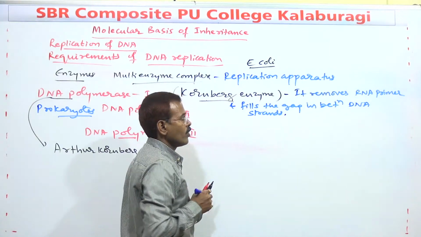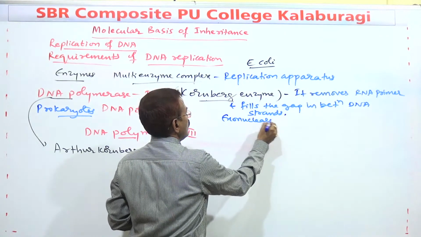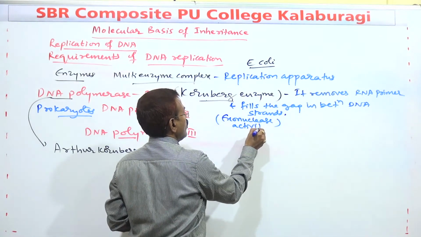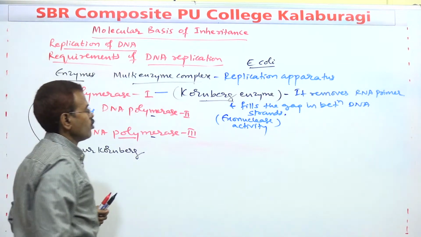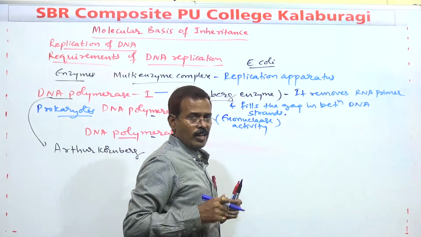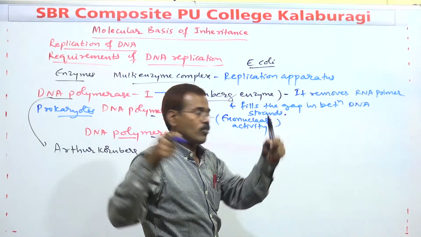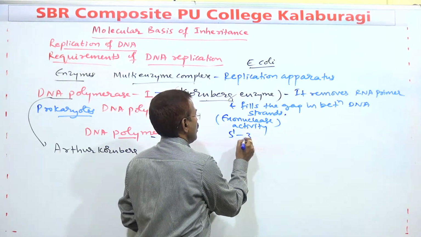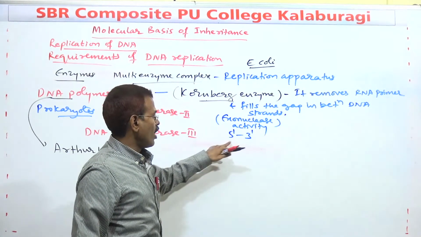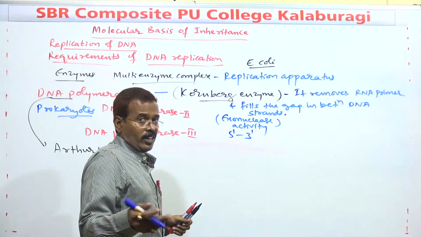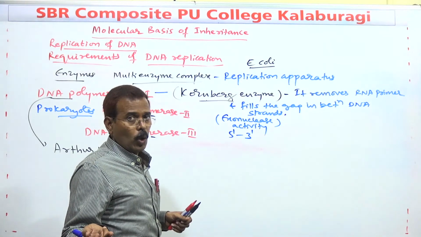It even has exonuclease activity. This Kornberg enzyme, DNA polymerase 1, has exonuclease activity. Exonuclease is a nuclease enzyme which removes nucleotides from the ends. So it has exonuclease activity in the 5' to 3' direction, and it can also have exonuclease activity in the 3' to 5' direction.